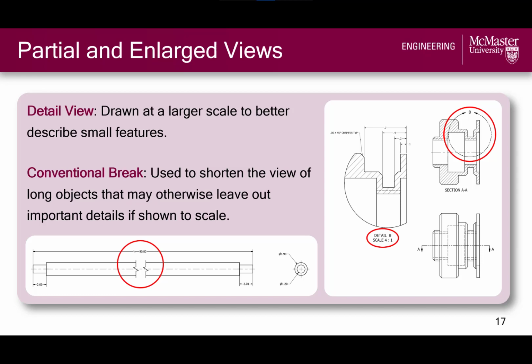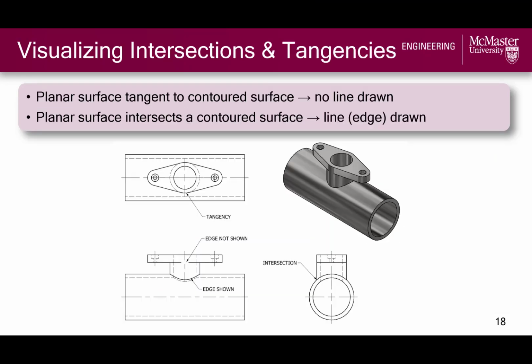So we've covered viewing surfaces and edges in multi-views, as well as additional auxiliary, section, and detail views that aid in visualization of non-normal surfaces, hidden features, and small features respectively. Our last topic on multi-views will be visualizing special features in multi-views, starting with intersections and tangencies.